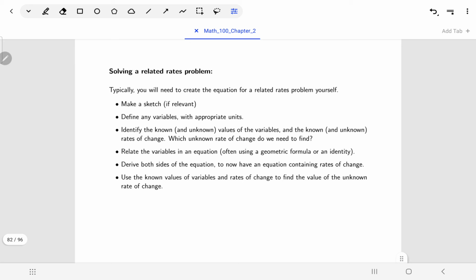And this is usually going to involve something geometric, or some sort of geometric identity, perhaps, maybe like the Pythagorean theorem or the volume of a cube. Something like that will be how I'll relate the variables in my equation. Once I've done that, I'll differentiate both sides of the equation, and then I'll do that with respect to whatever things are changing with respect to, usually time. And then once I've done that, I will use my values that I know to find the values that I don't know.